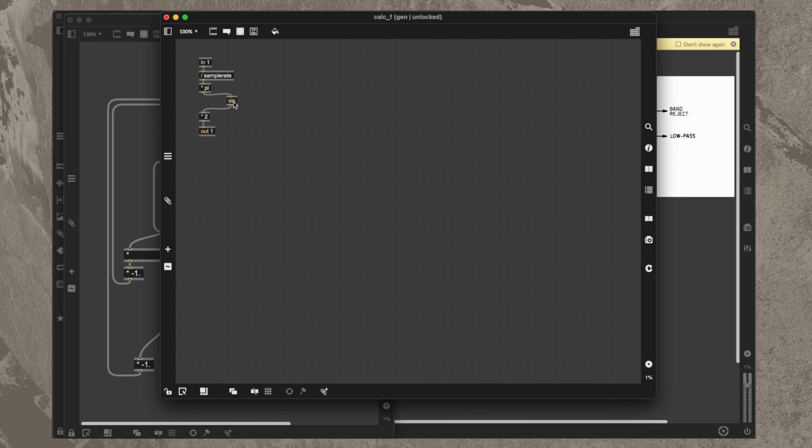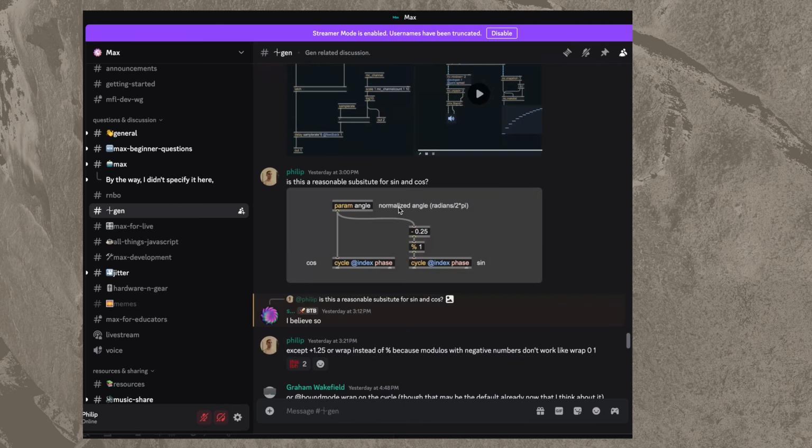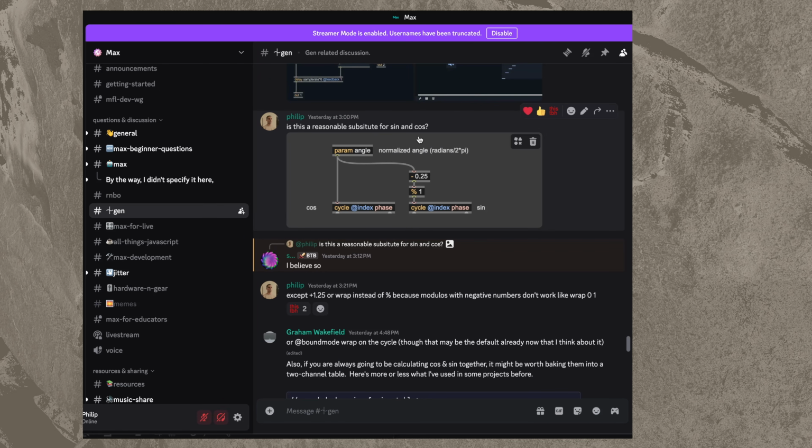I know that sine is a little bit of an expensive operation. So I was asking in the Max Discord about how to do this more efficiently. There's a few ways, and I'll just go to my post. I said, hey, is this a reasonable substitute for sine and cosine? Because cycle is a sinusoidal oscillator. It produces a cosine in response to not really an angle, but a phase, so a value in the range of 0 to 1.